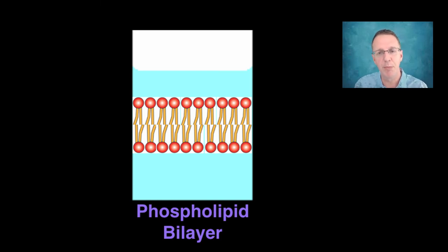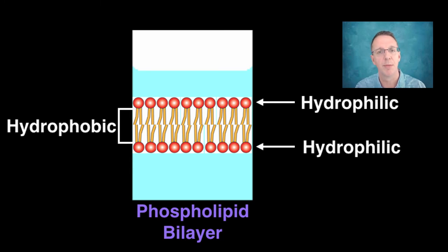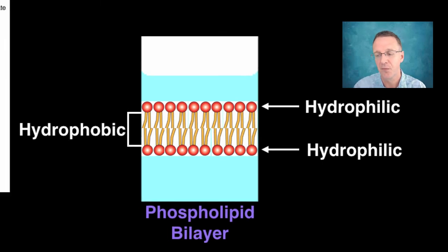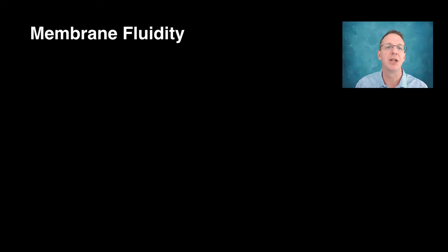Now this phospholipid bilayer has some unique properties. It's got a hydrophobic core due to the interactions of the hydrophobic fatty acid tails, and yet both surfaces are hydrophilic and interact with the aqueous solution on the outside of the cell as well as the aqueous solution on the inside of the cell. As mentioned before, the lipid bilayer gives the membrane its fluid nature.